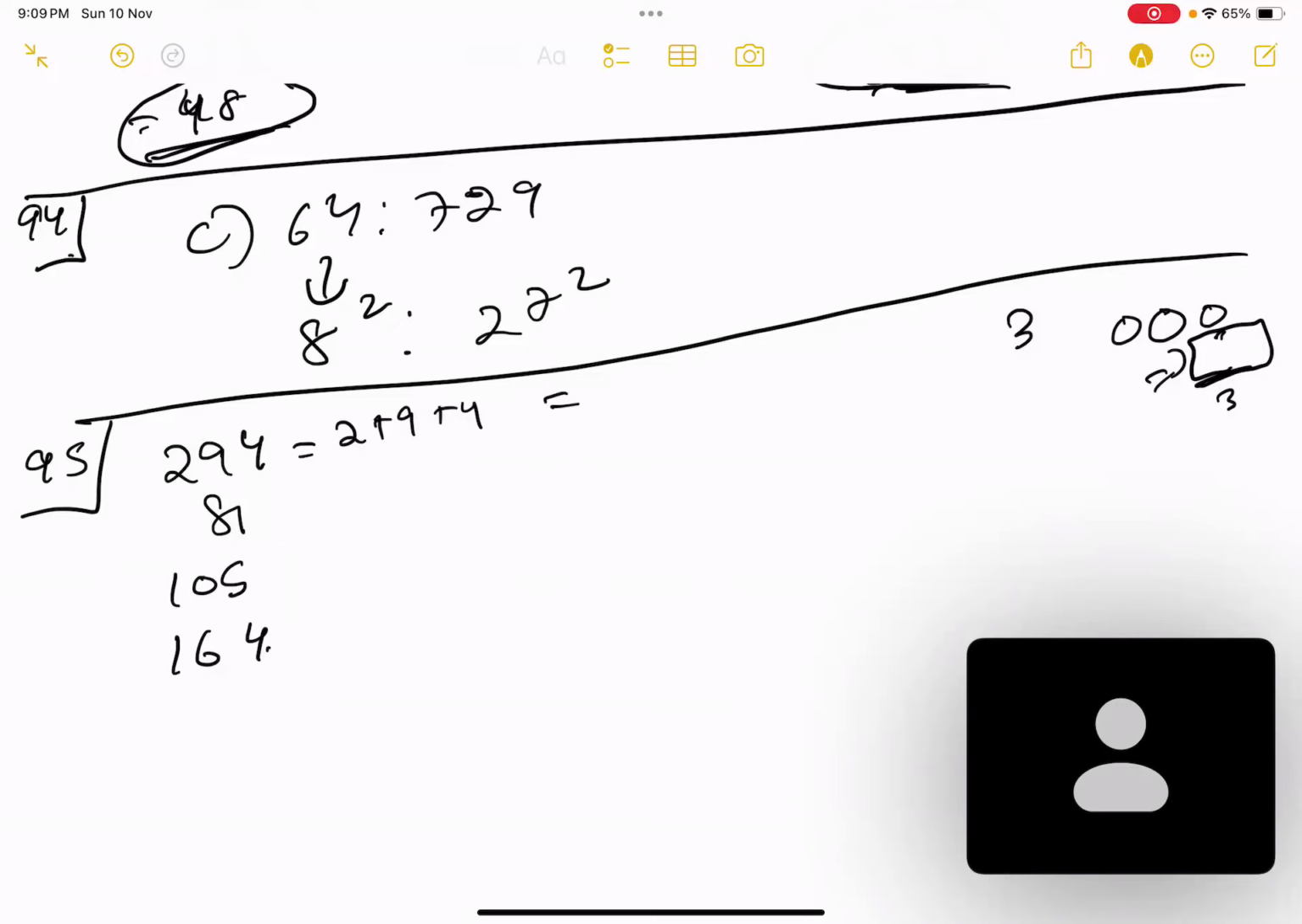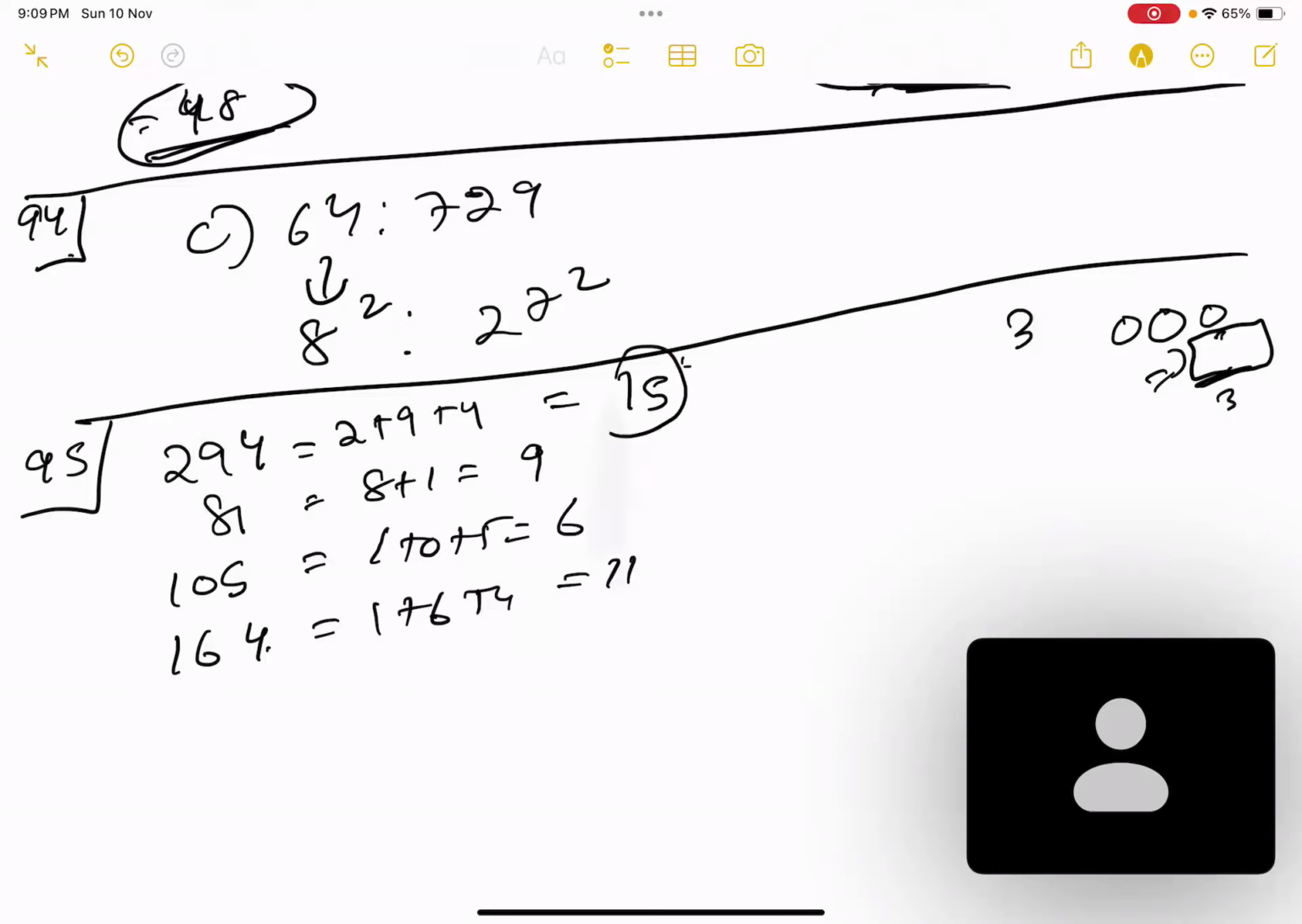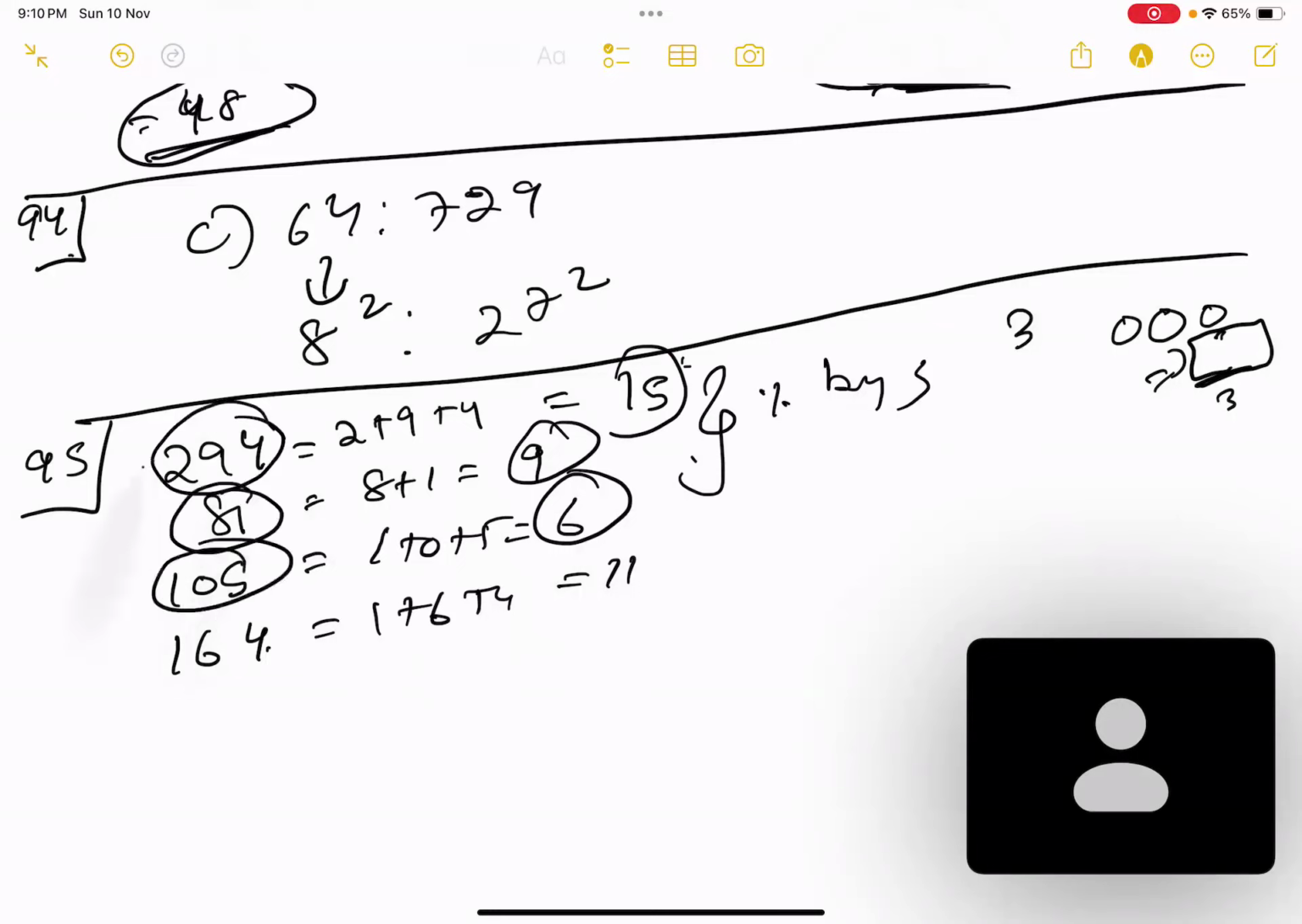1 plus 8 plus 0 is equal to 9, 1 plus 0 plus 5 is equal to 6, 1 plus 6 plus 4 is 11. So 15, 9, and 6. The sum of the digits is divisible by 3, right? Divisible by 3, which means these numbers are also divisible by 3. So this is how you know whether a number is divisible by 3 or not.